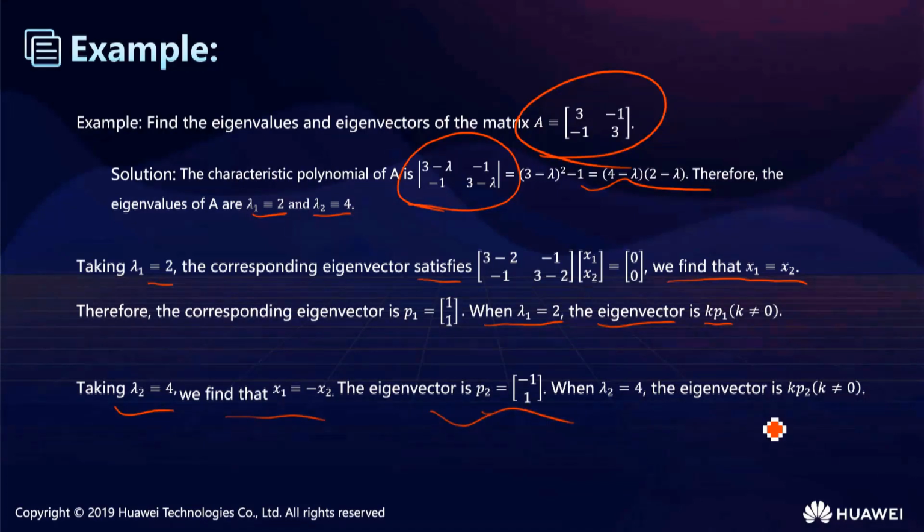We can calculate with different numbers, because these are simply vectors, and we can take any number k, as long as k does not equal 0. It can satisfy these settings. So that's the process of how to calculate the eigenvectors and eigenvalues.